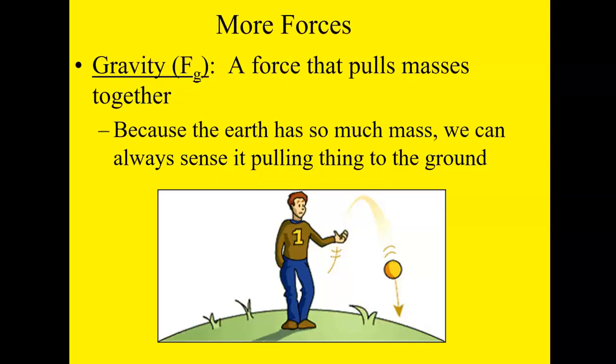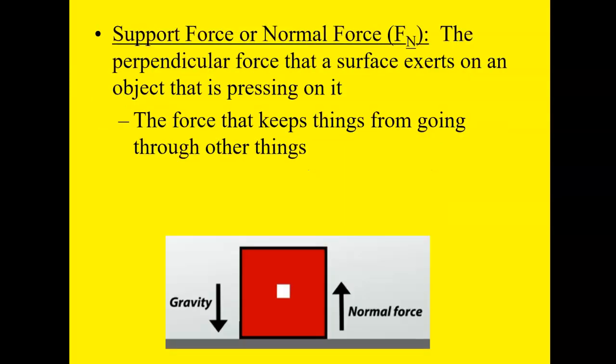object. The gravity force, which is F of G, is force which pulls matter to Earth. So when you are throwing something and it falls towards the Earth, that's gravity pulling down to the Earth. Support force or normal force, which is F of N, is any force that is perpendicular to the surface that's pressing on the objects. So that actually causes objects not to go through it.